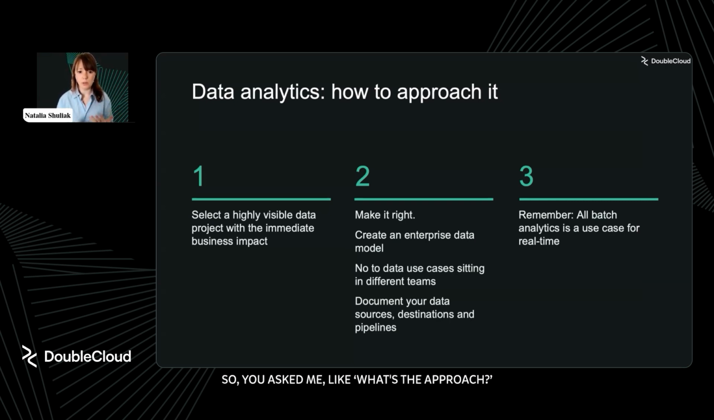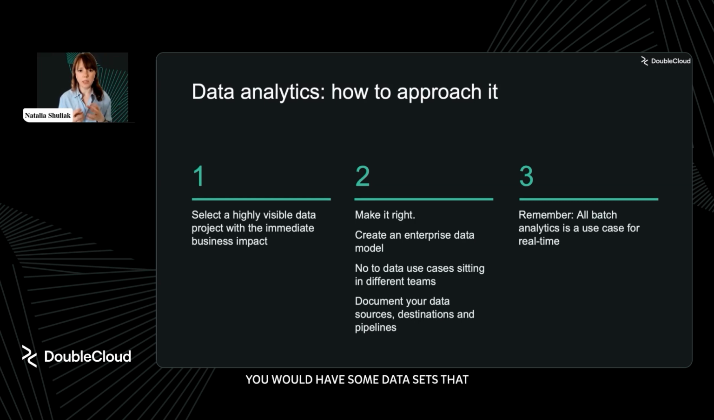So you ask me, what's the approach, how to do it? So what I'm saying is the following. Don't spend your time as a CTO, when you have a very specific problem in front of you, on choosing the right tool. What you need to do is to choose the right business problem. So what does it mean? For example, it literally means you need to select a very visible data project with immediate business impact. To give you an example, what can it be? Let's imagine you're a business that provides technology to other businesses to improve search engine optimization, just as an example.